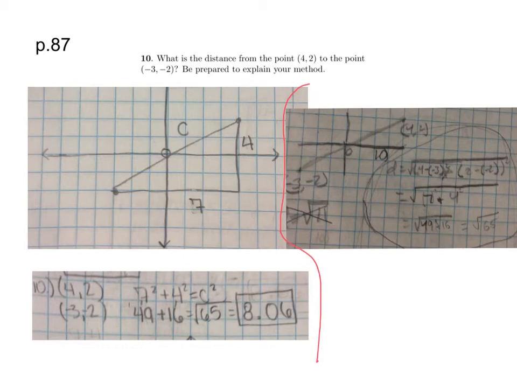Another way you could do it is through the distance formula, which is what I did right here. I had 4, 2 as one point, and I had negative 3, negative 2 as my other point, and just put them in. So I had 4 minus negative 3 squared plus 2 minus negative 2 squared, all under a square root. And I got the square root of 7 squared plus 4 squared, which equals the square root of 49 plus 16, which is the square root of 65, which is 8.06.